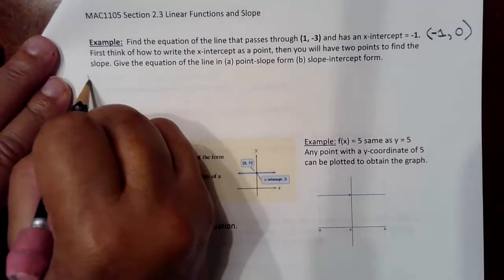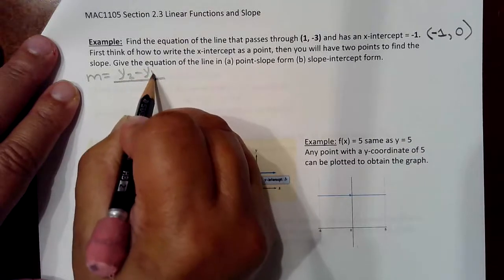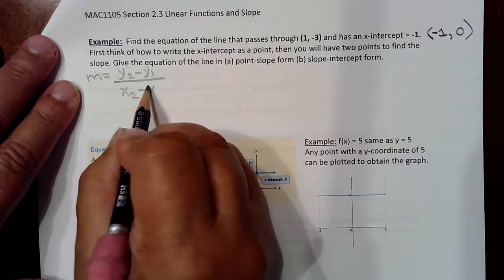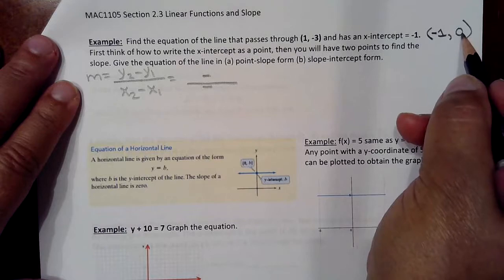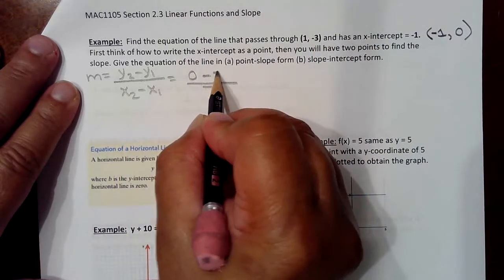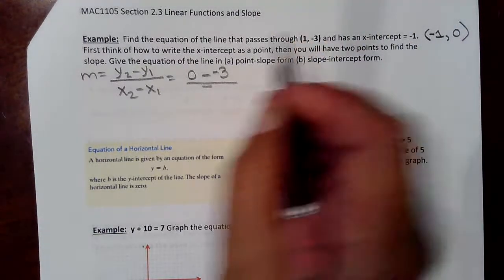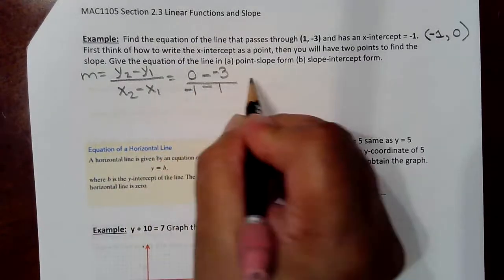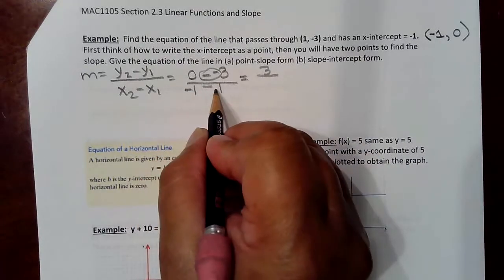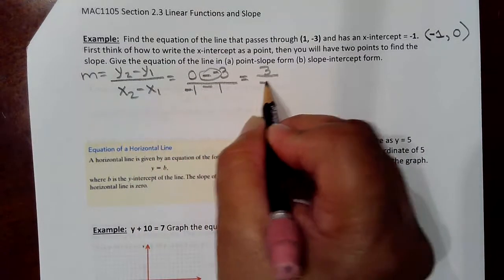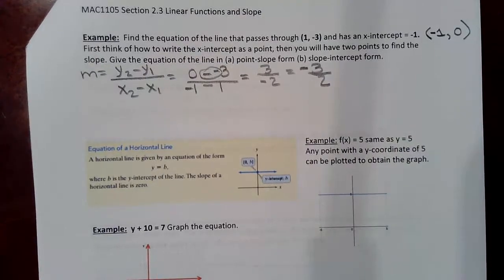Okay, then if you wanted to do the slope, it would be the y's subtracted over the x's subtracted. So the y's would be 0 and negative 3. And the x's would be negative 1 and 1. This would be 0 plus 3 or just 3. This would be negative 1 take away 1. Negative 1 combined with another negative 1 is negative 2. Same thing we had on the previous page because it's the same problem.